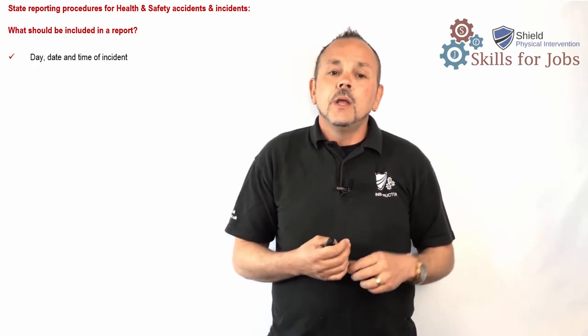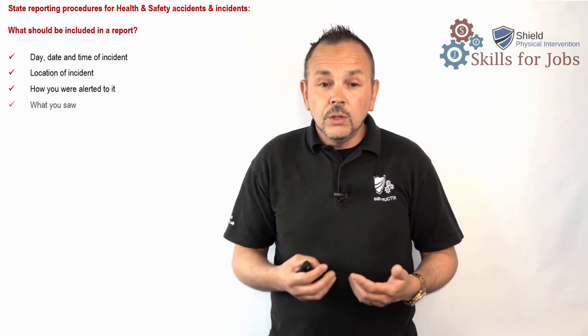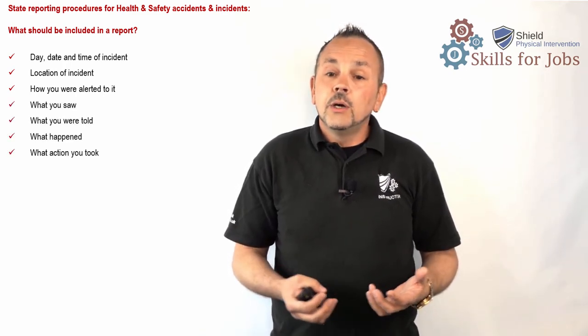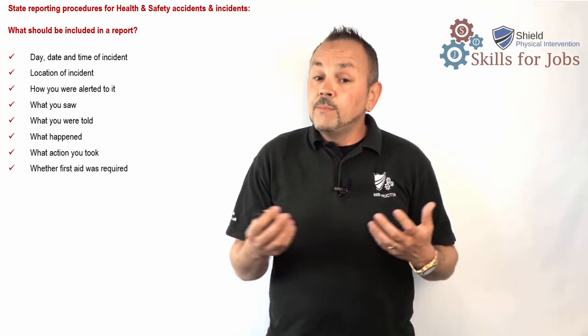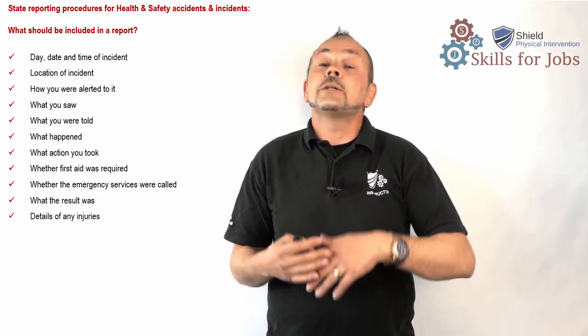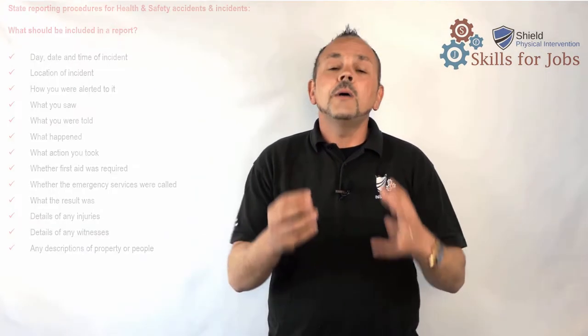So let's look at some of the rules. The things that must be included in either an incident report or an accident report: the day, the date, and the time of the incident, the location of the incident, how you were alerted to it, what you saw, what you were told, what happened, what action you took, whether first aid was required, whether the emergency services were called, what the result was, details of any injuries, details of any witnesses, and any descriptions of property or people. There's quite a bit to go into that report.